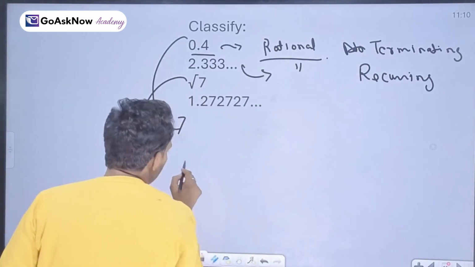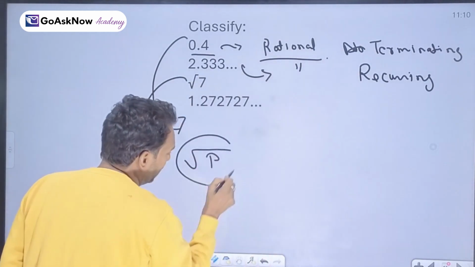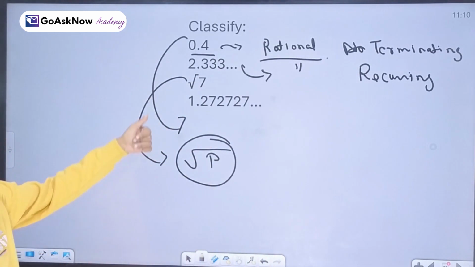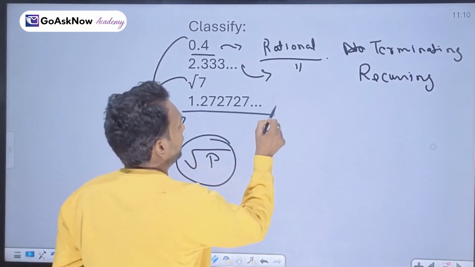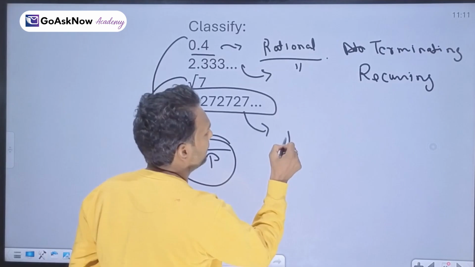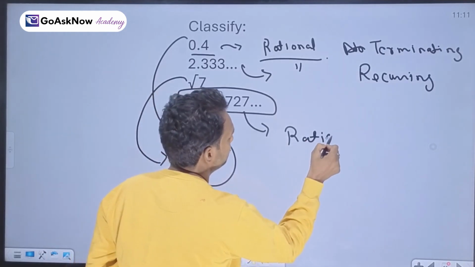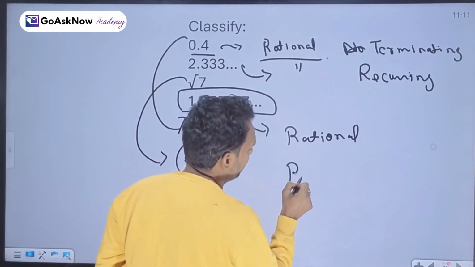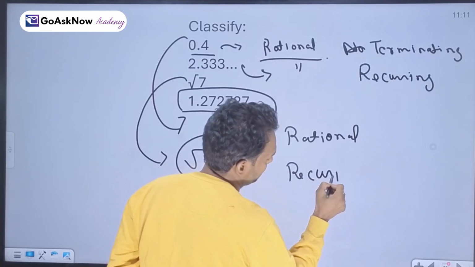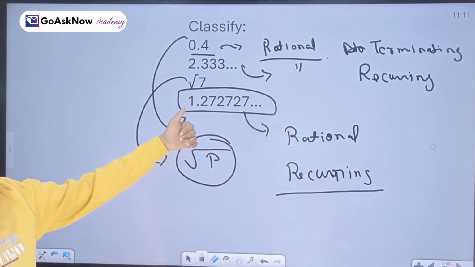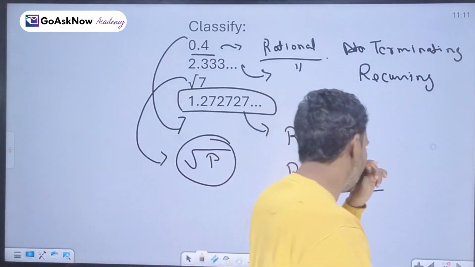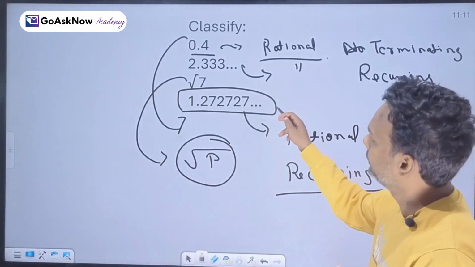Any prime number in a square root is itself an irrational number. This is a rational number with a recurring decimal expansion: 0.272727, where both the digits are repeating themselves. Okay.